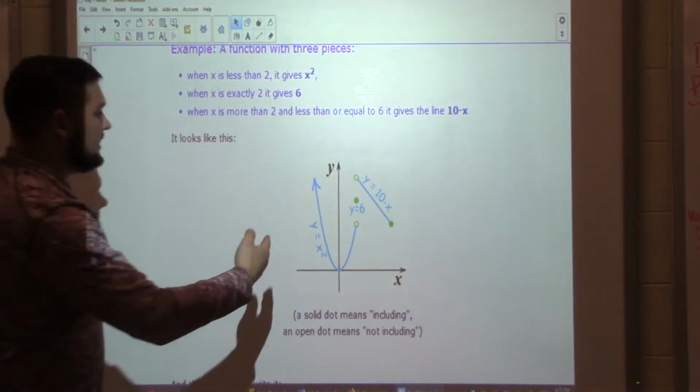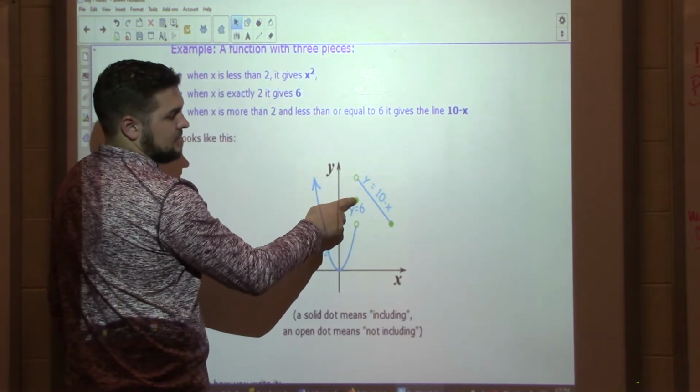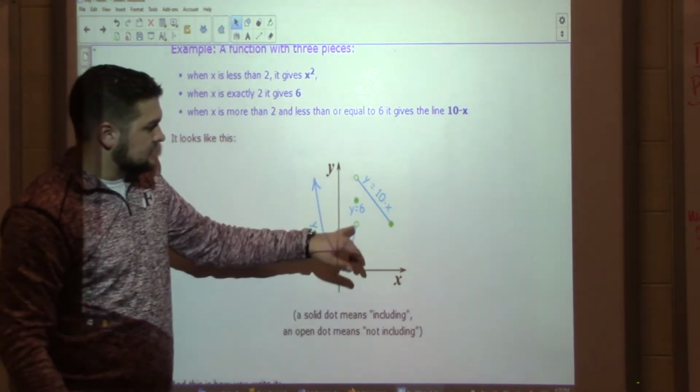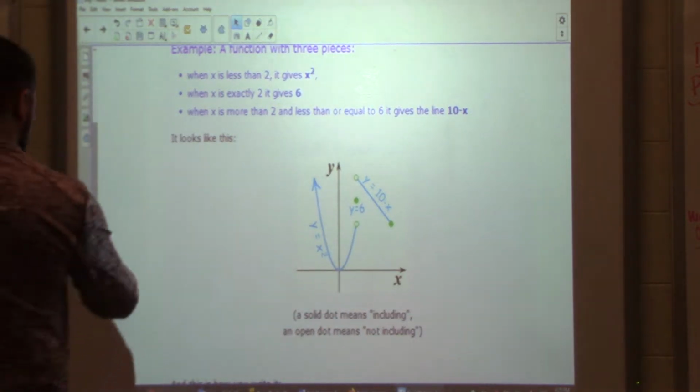So if we talk about where x equals 2, it has to be at y equals 6, because that's where the closed point is for that spot. There's open circles there. We can't include those, only the closed circles.